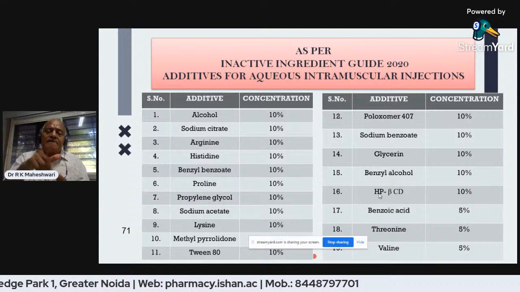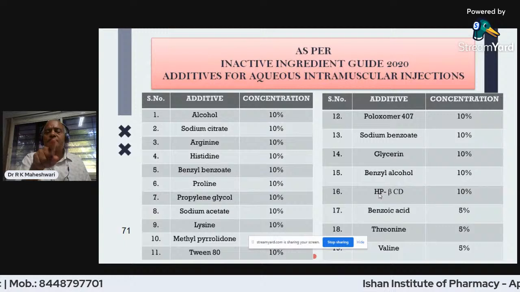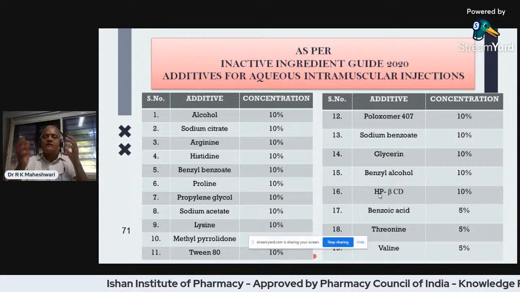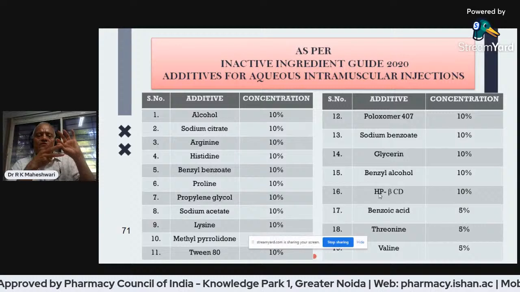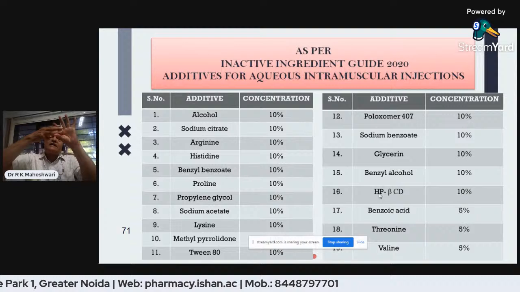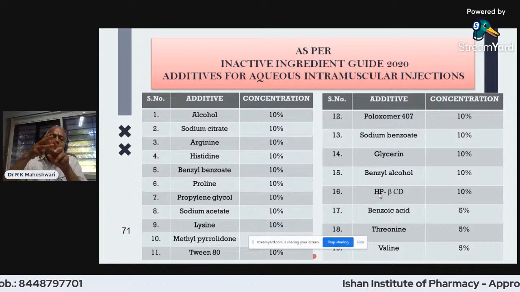Now I will tell you how you can make innumerable safe solvent systems, particularly for aqueous intramuscular injection. These are the additives, and in these concentrations they can be applied safely, meaning without toxic effect. Suppose you select the first three: ethanol 10%, sodium citrate 10%, arginine 10%. So there is a 30% solution. Now this is one blend. Another blend can be made if you replace arginine by histidine. So another blend is ready.